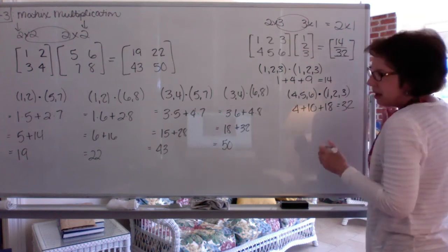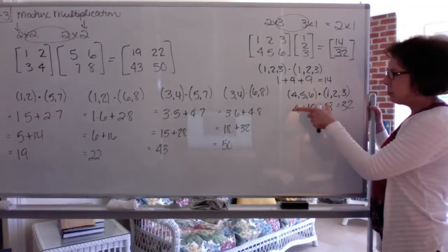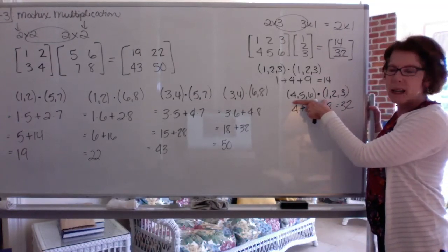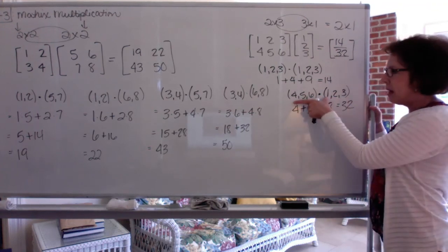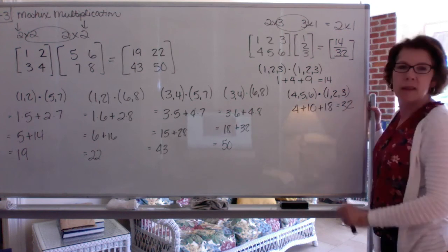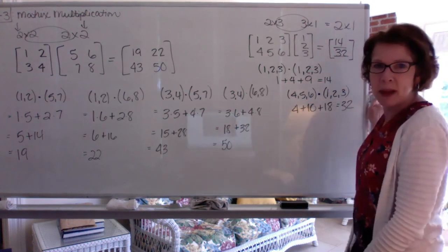So there is how we do dot products, okay? We just pair up corresponding x's, and in this case y's and z's, and multiply those and then add the products together. Okay, so I hope that helped a little bit.